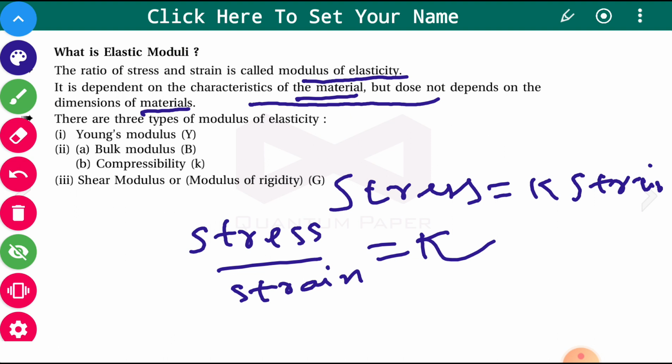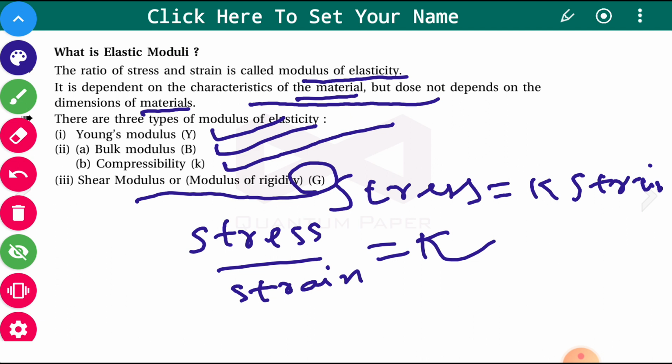There are three types of modulus of elasticity: Young's modulus, then there is the bulk modulus, or we can say compressibility, and there is the shear modulus, which is denoted by G.